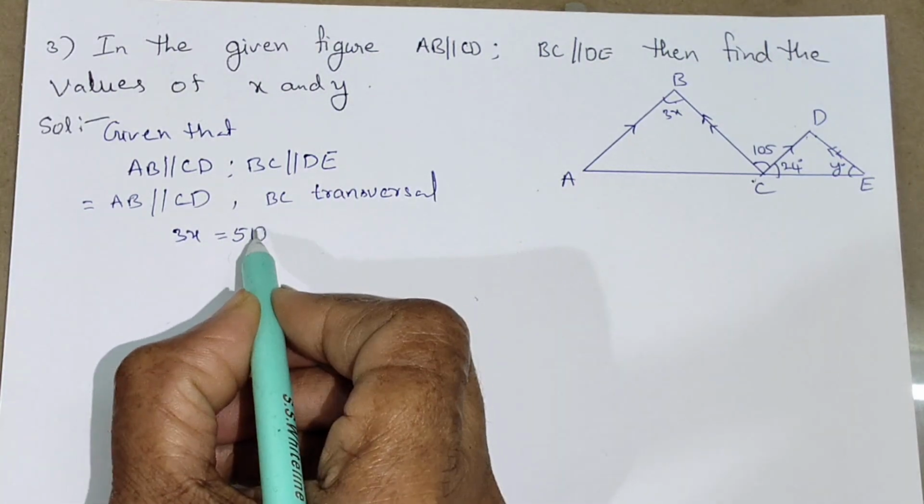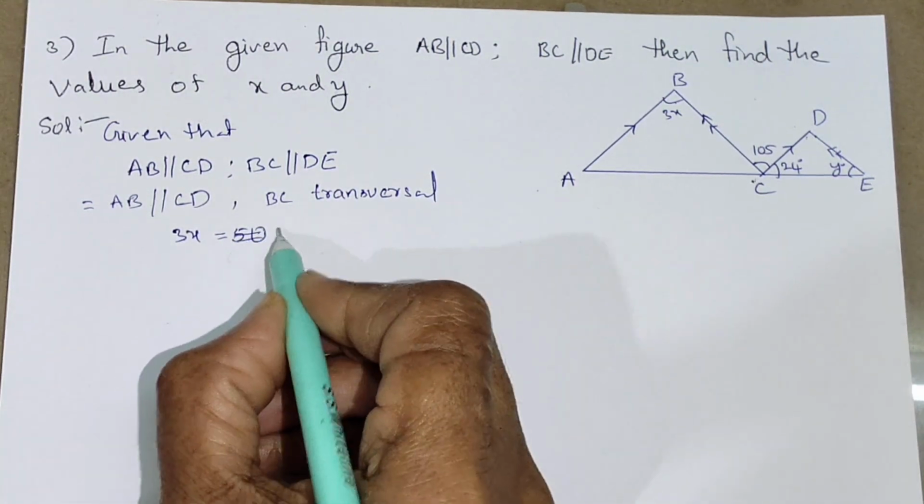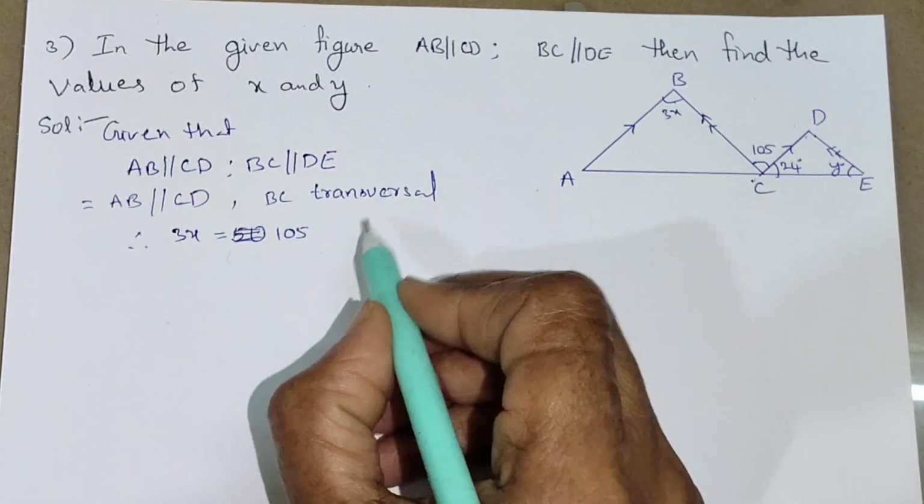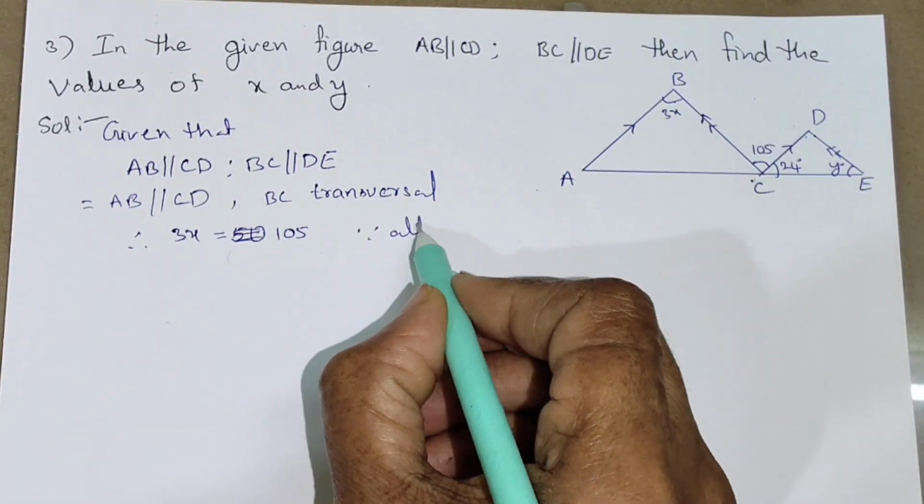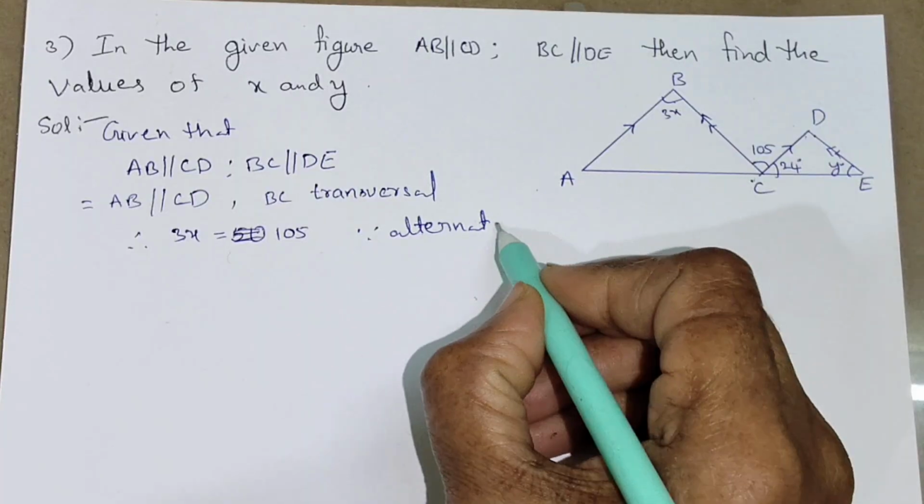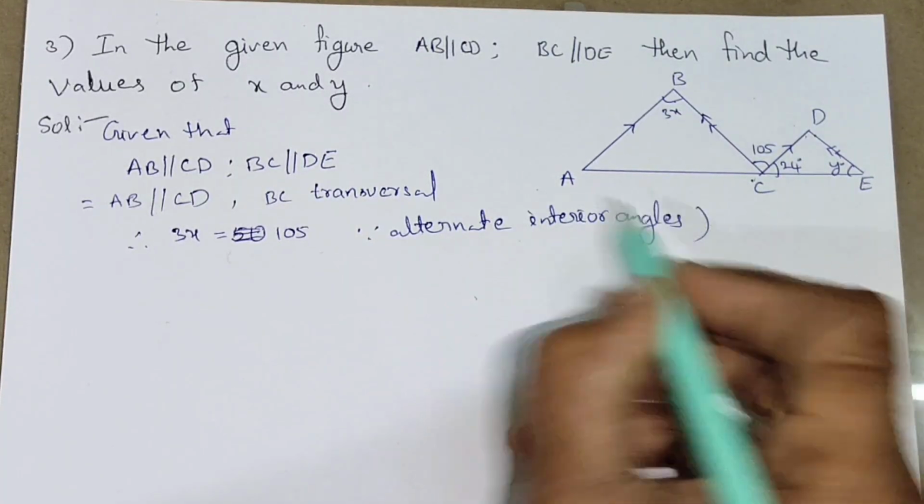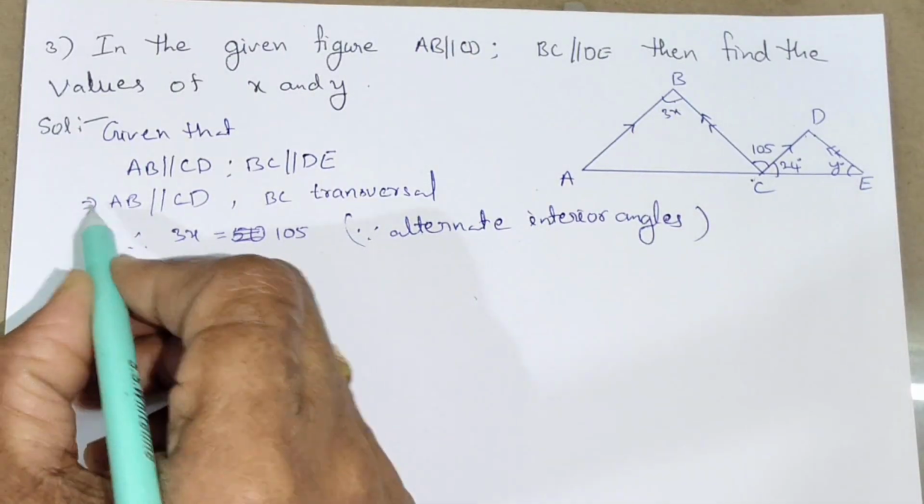Alternate 105 degrees. So alternate interior angles. Since alternate interior angles. So next we take another one.